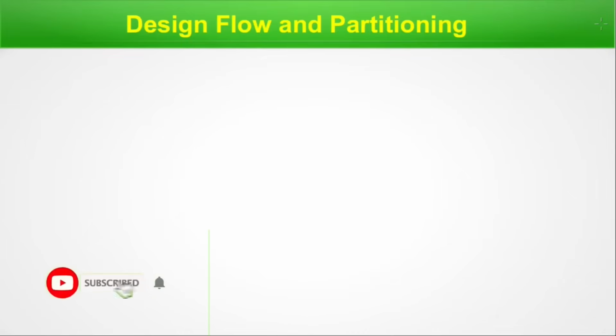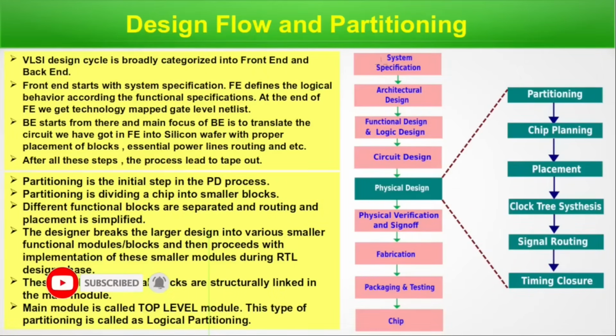Design flow and partitioning. This is the VLSI design flow that starts from system specification, then architectural design, functional and logic design, circuit design, and here the front end ends. Now physical design, that is basically the back end, and physical design is not a single step. There are multiple steps like partitioning, chip planning, placement, clock tree synthesis, signal routing, timing closure. Once everything is done satisfactorily, then that moves to physical verification and sign off, and after that fabrication and packaging and testing, and finally the physical chip comes to the customer's hand.